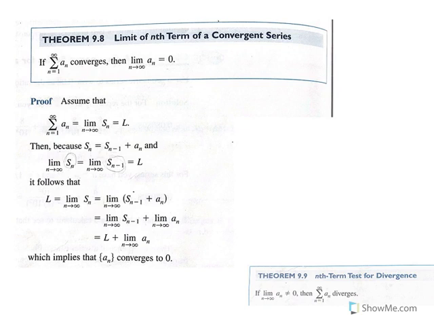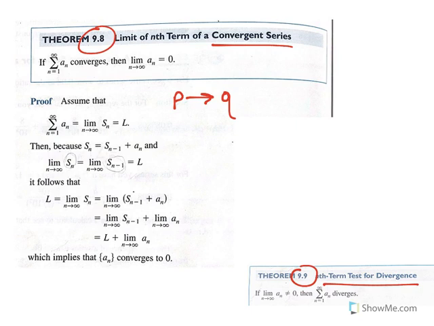So here we have the limit of the nth term of a convergent series. This is theorem 9.8, and theorem 9.9 is the nth term test for divergence. What is the relationship between theorem 9.8 and theorem 9.9? Let's understand that.